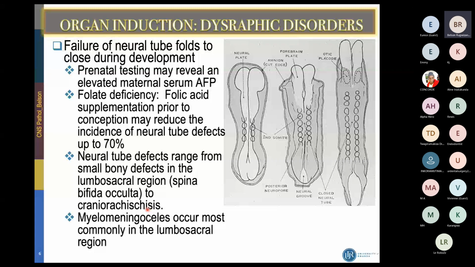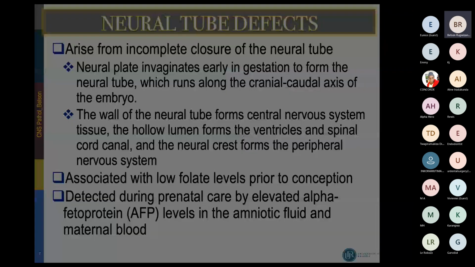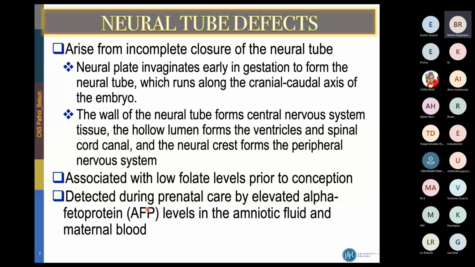So I think to distinguish spina bifida and the myelomeningocele, you will need the histology to confirm which is which. Otherwise, clinically they look the same. So these neurotube defects, they arise from incomplete closure of the neurotube, as I explained. So the neuroplate invaginates early in gestation to form the neurotube, which runs along the craniocaudal axis of the embryo. So kuva ku mutwe kugera kuri aho twakwita kuri coccyx.